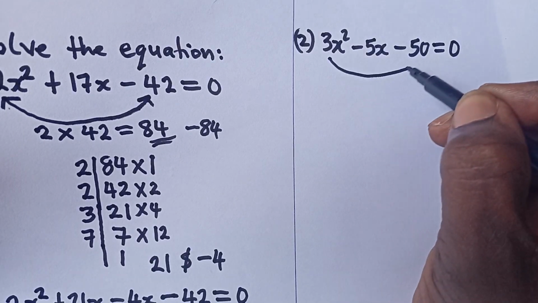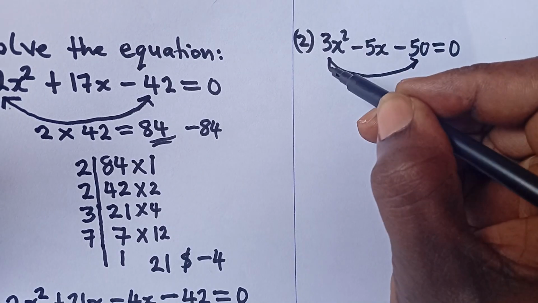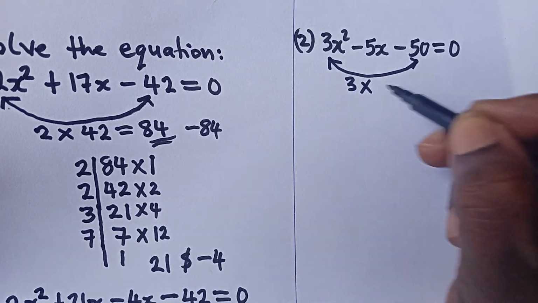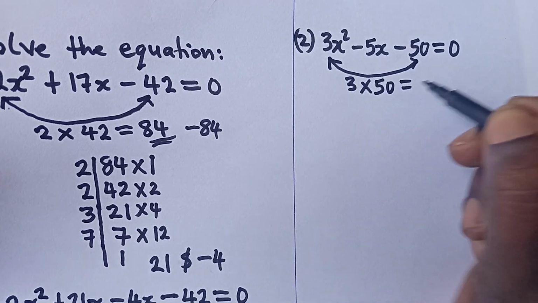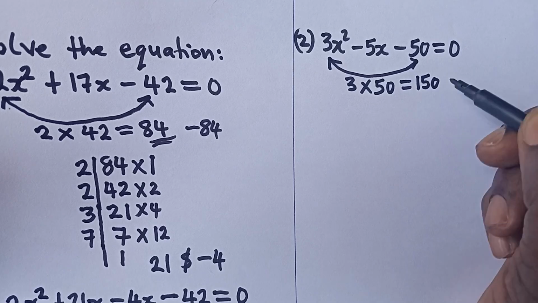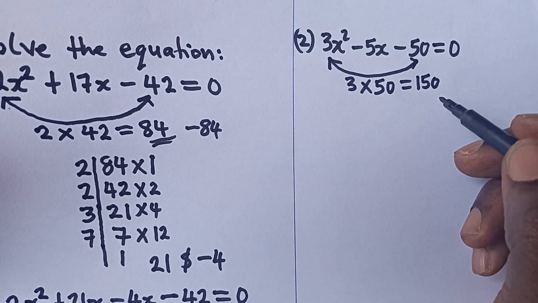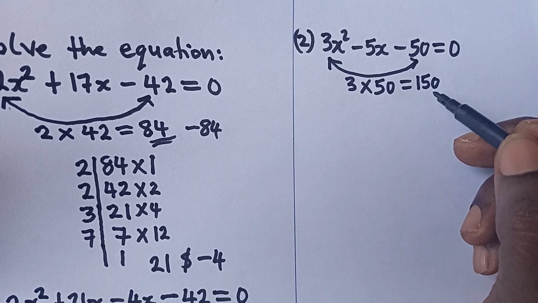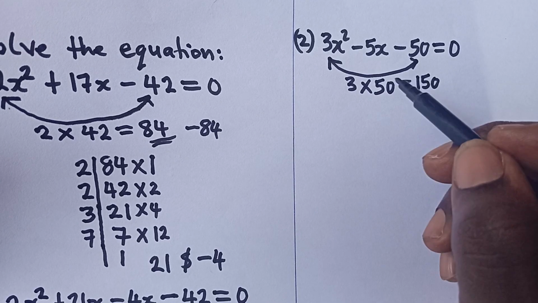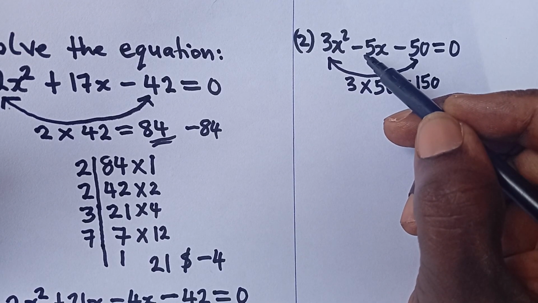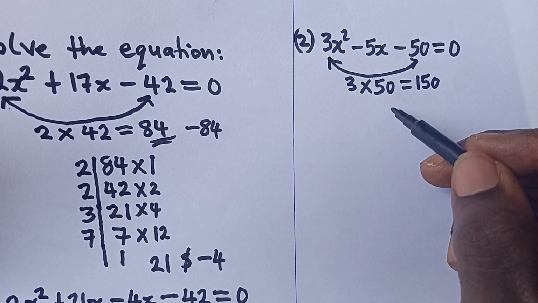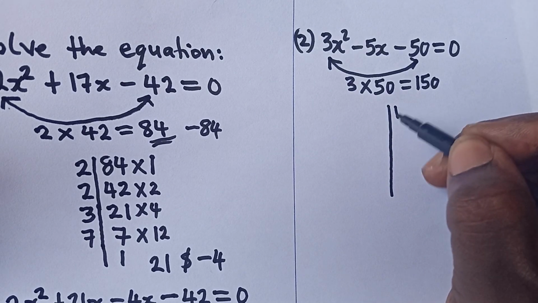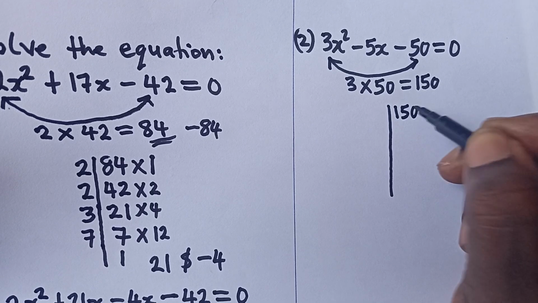As usual, we're going to multiply these two values together. We ignore the sign first, so we're going to say 3 multiplied by 50, and that will give us 150. So what you're going to do now is to look for the factors of 150 such that when we add those factors, we're going to have negative 5. And the easiest way to get those factors is to break down this 150 into factors.